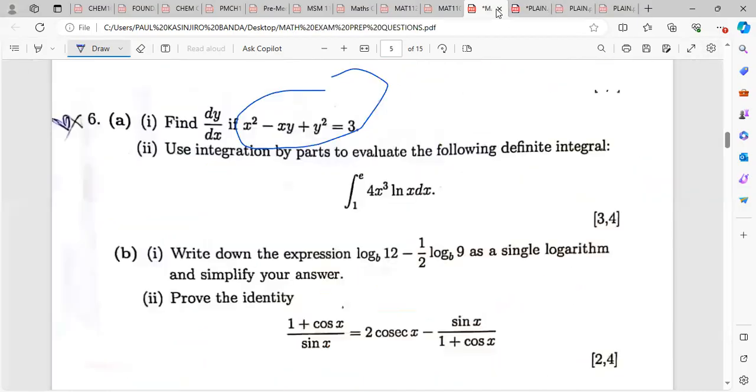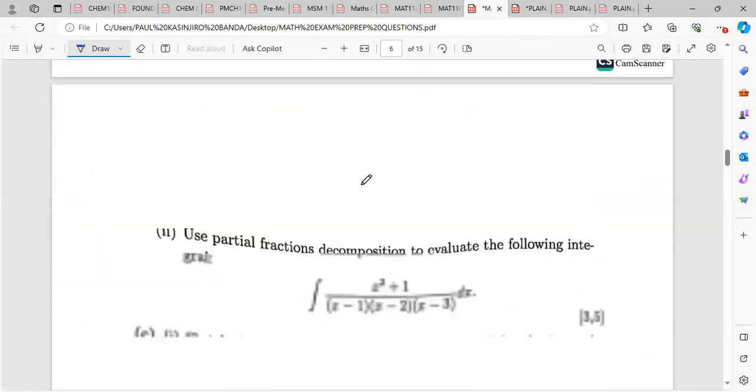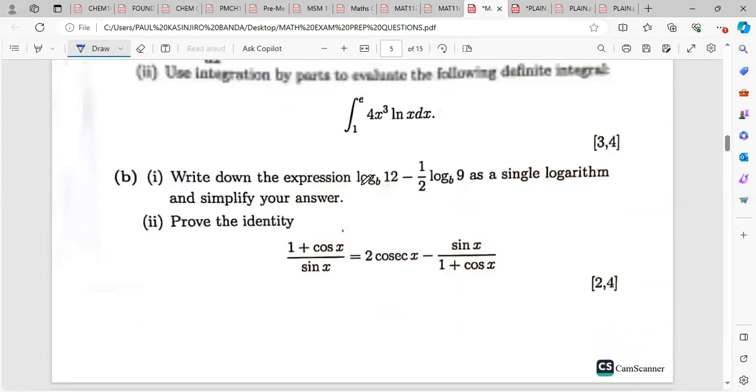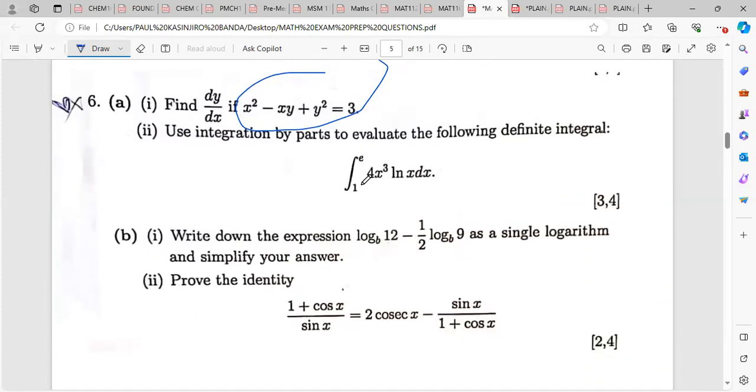So what's the other question there? My hands are tired, guys, of writing. So let's solve these ones, then we can rest and then we later.